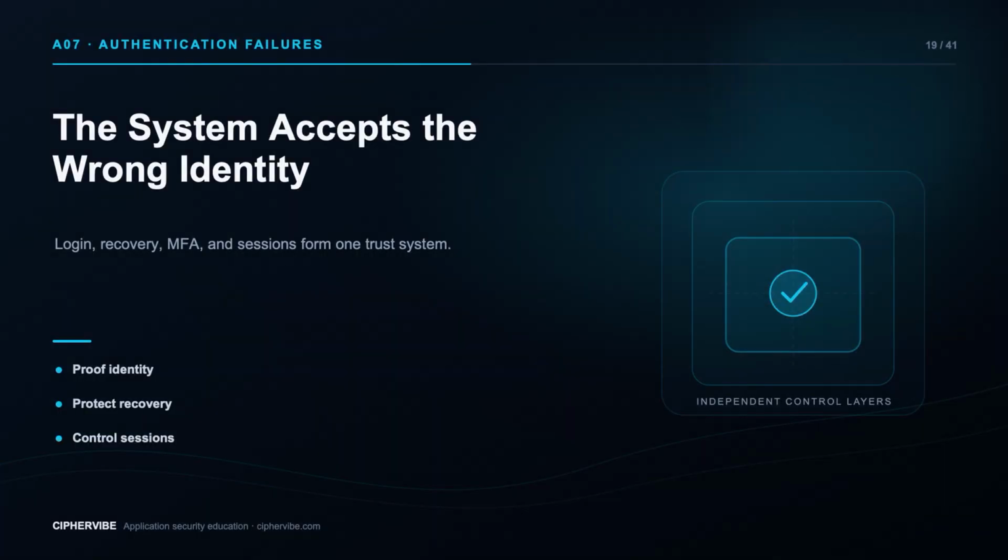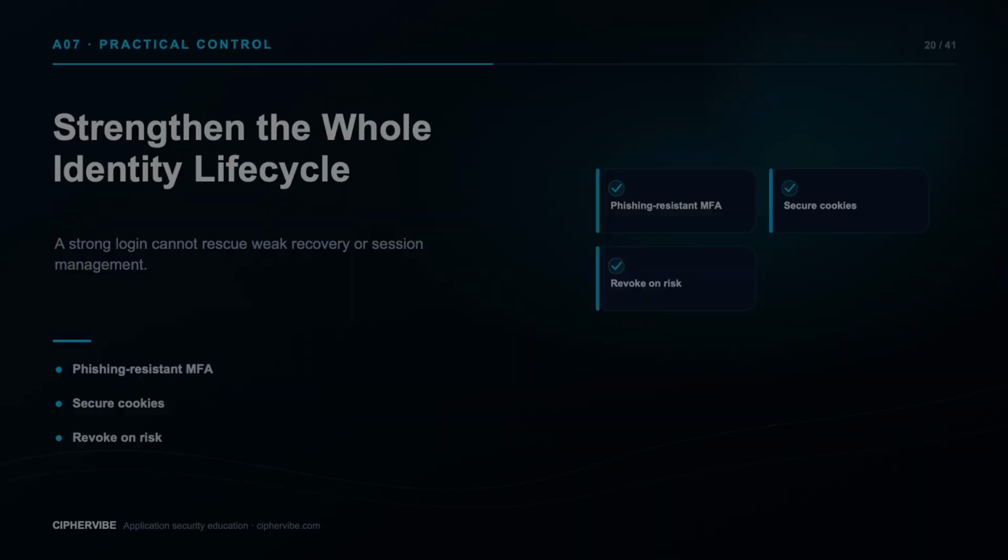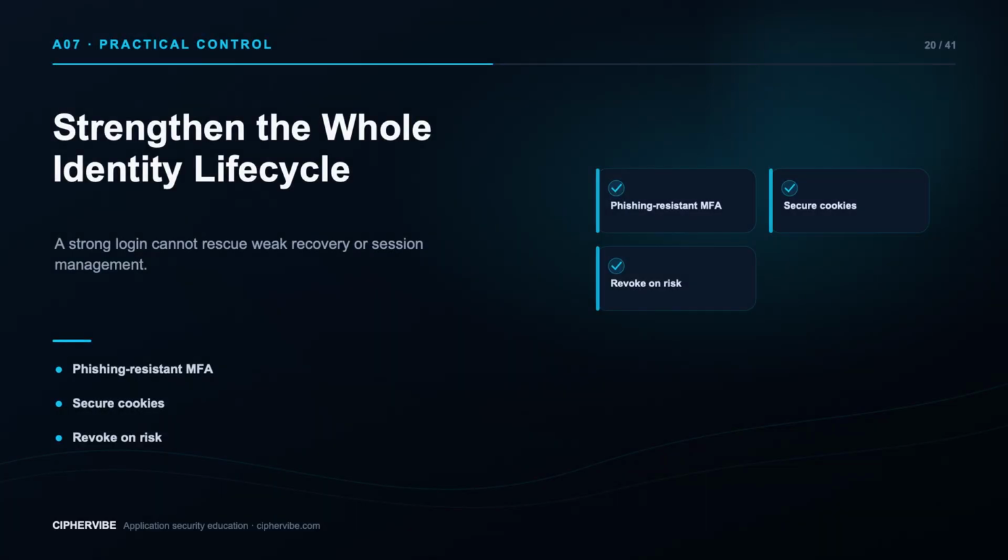Authentication failures occur when login, enrollment, password reset, MFA, or session handling lets the system accept an invalid identity as legitimate. Weak passwords matter, but so do reusable sessions, unsafe recovery, credential stuffing, missing reauthentication, and failure to revoke access after compromise. Prefer phishing-resistant authentication for sensitive access.